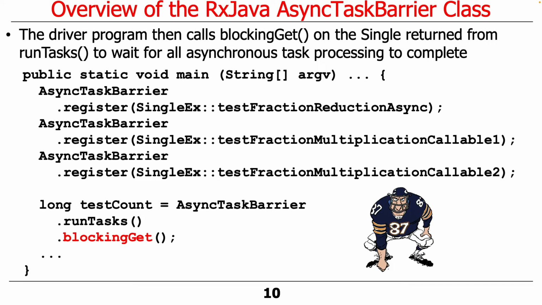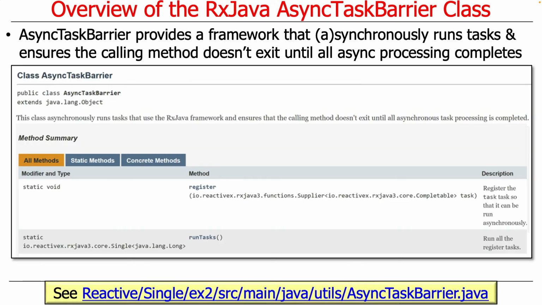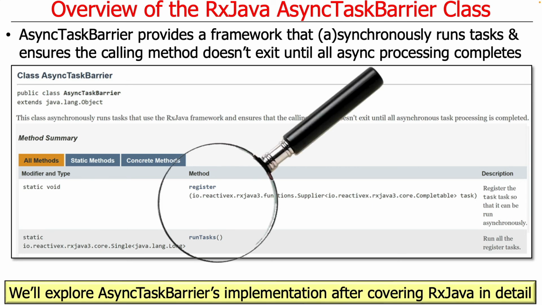But we only want to have one place because, if you remember all of our discussions about completable futures, we don't want to be blocking things. We want to be joining. In completable futures, it was join or get. With RxJava, there's a method called blockingGet. We don't want to be blocking stuff unless we absolutely have to. And here's an example where we absolutely have to, because if we don't block, we're going to fall off the end of main. So we have a framework that will asynchronously or synchronously run tasks and then ensure that the calling method doesn't exit until all the asynchronous processing has completed.